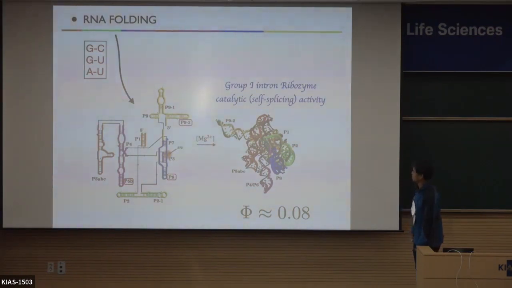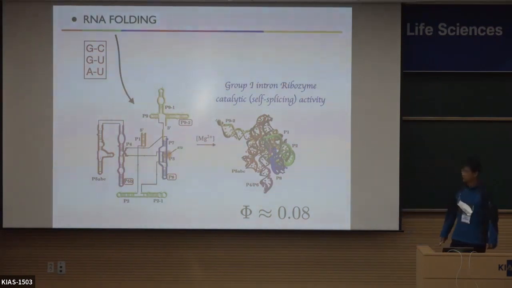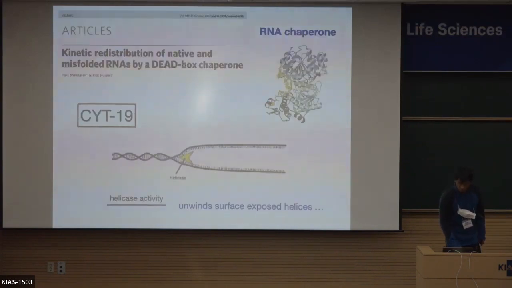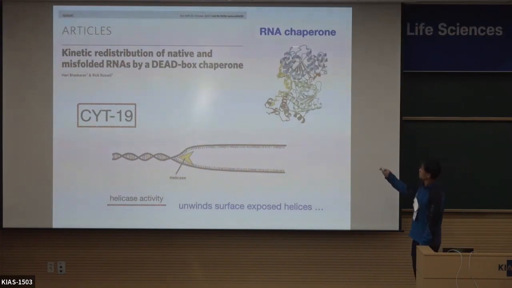However, the effectiveness of folding is very low. This phi is only 0.08, so only 8% of the population can fold into the native state spontaneously, and it actually needs some help from an RNA chaperone. Okay? So the cell is also equipped with this kind of another machinery.